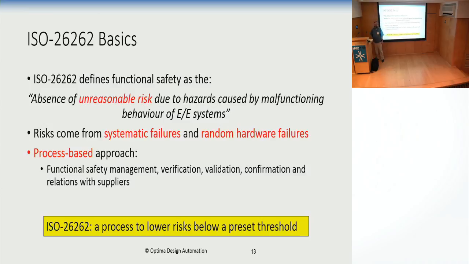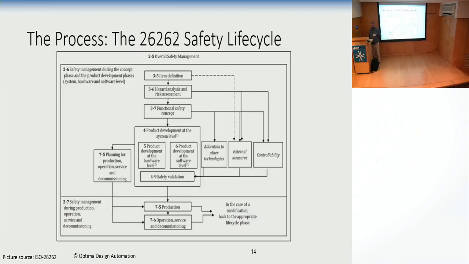So, in a nutshell, ISO 26262 is a process, and the goal is to lower risks until they become lower than the preset threshold. This is what you need to remember about 26262. So what's the process? Here's the process in a nutshell. This is taken from the actual document of the process itself.